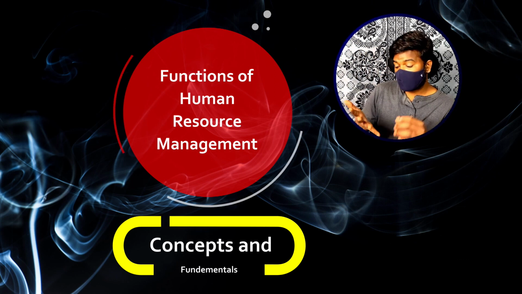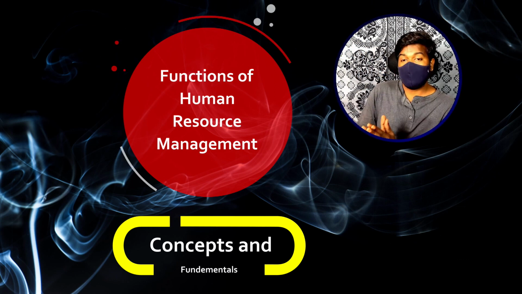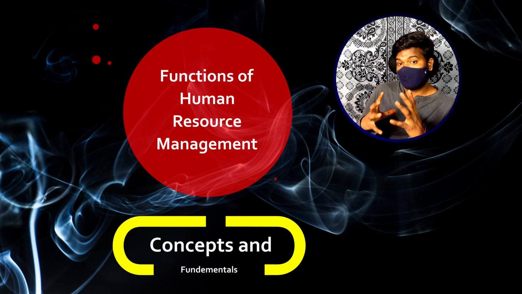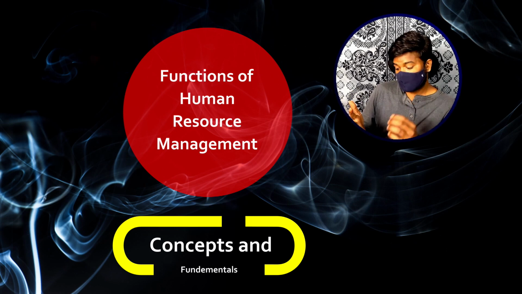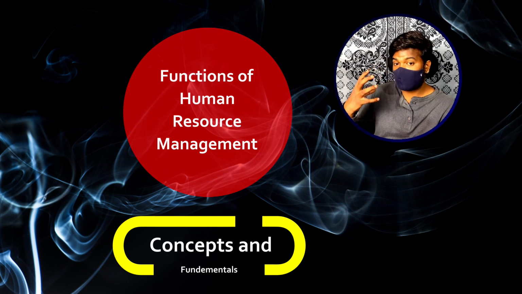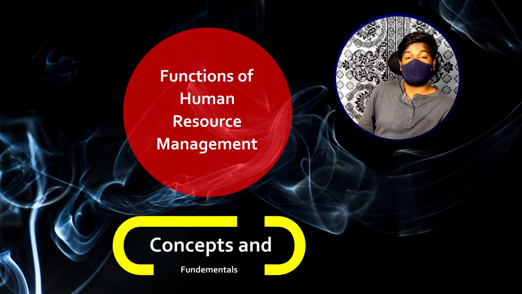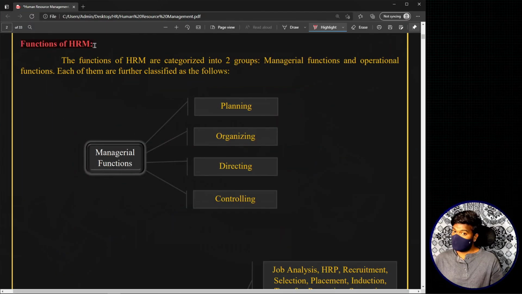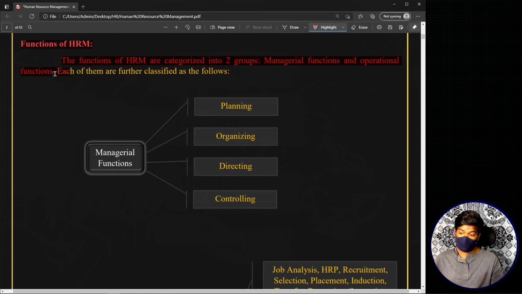Coming back to this topic of human resource management functions, basically human resource management has so many different functions. All those different functions are categorized or grouped into two groups, which are managerial functions and non-managerial functions. Now let's discuss what are the different functions that come under the managerial part and what are the different functions that come under the non-managerial part. The functions of human resource management are categorized into two groups: managerial functions and operational functions, which are generally non-managerial functions. Each of them is further classified as follows.